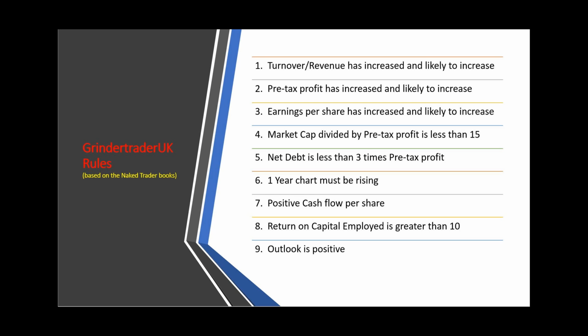So number 4 is an evaluation of how cheap or expensive a share is. They do that by taking the market capitalization, dividing that by pre-tax profit, and you want a number less than 15. Again, we're going to show you how to set that up.